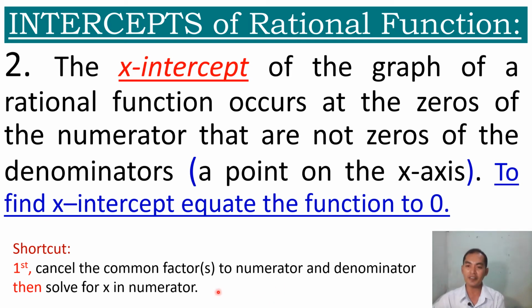The shortcut of this is, tingnan nyo lang ang numerator. Pag na-cancel na ang common factor, walang variable ang numerator, meaning walang x-intercept. Pag may x ang numerator, meaning you need to solve for the value of x after you cancel the common factor.